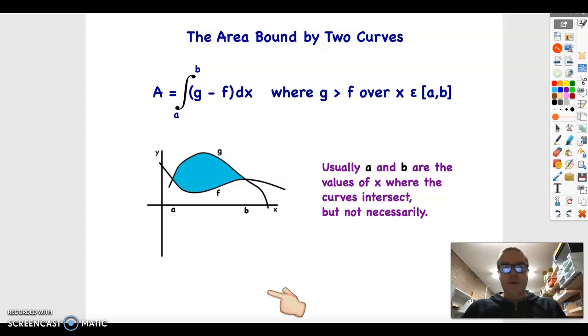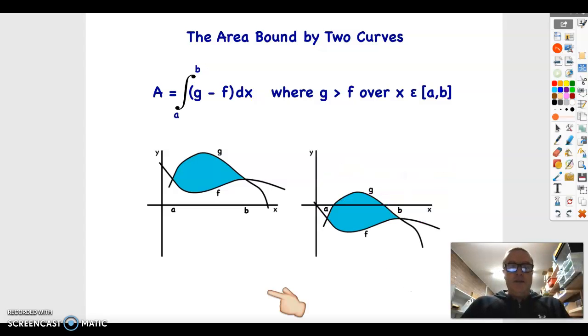Now usually a and b are the values of x where the curves intersect, particularly if we word the question like this, an area bound by two curves. But we don't have to necessarily find the area between intersections. We can find the area that lies in between two curves and between any two values of x, a and b, whether they intersect or not. This diagram here is just to show you that the integral here would be the same for both of these functions, even when the x-axis is passing through that area.